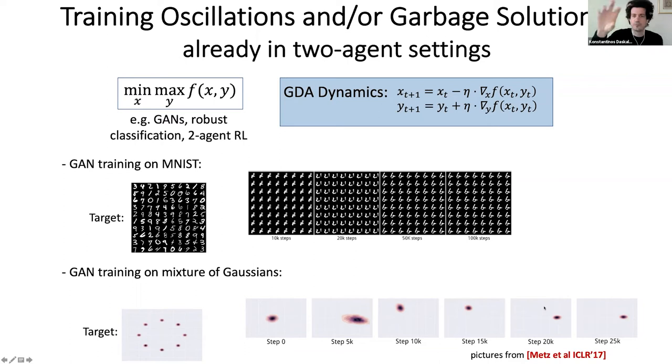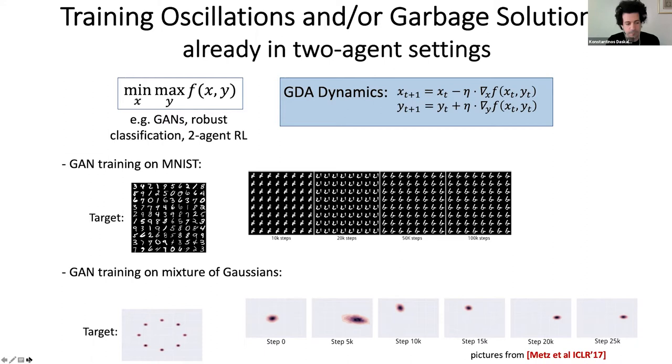So basically what's happening there is that the two players of the GAN, the generator and the discriminator, are playing like a mouse and cat game. The generator goes somewhere, generates there, then the discriminator comes, and they're chasing around each other on the cycle of the Gaussians. So this is the typical experience with gradient descent ascent in min-max problems.